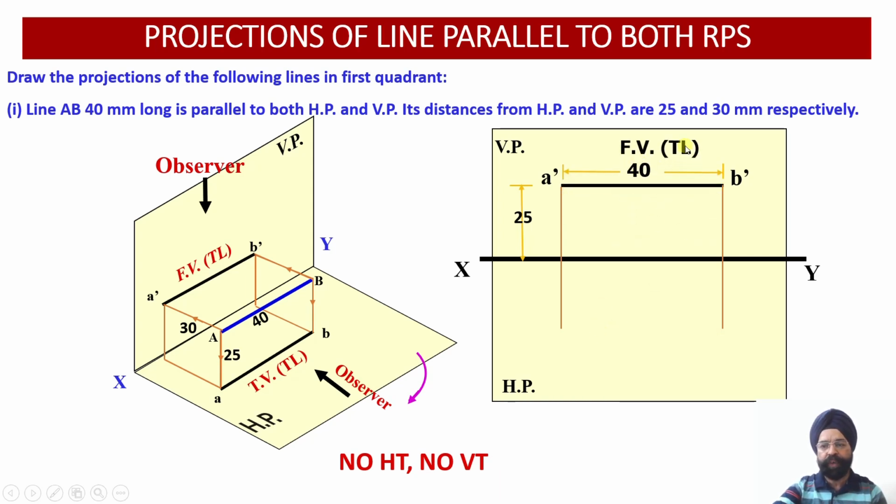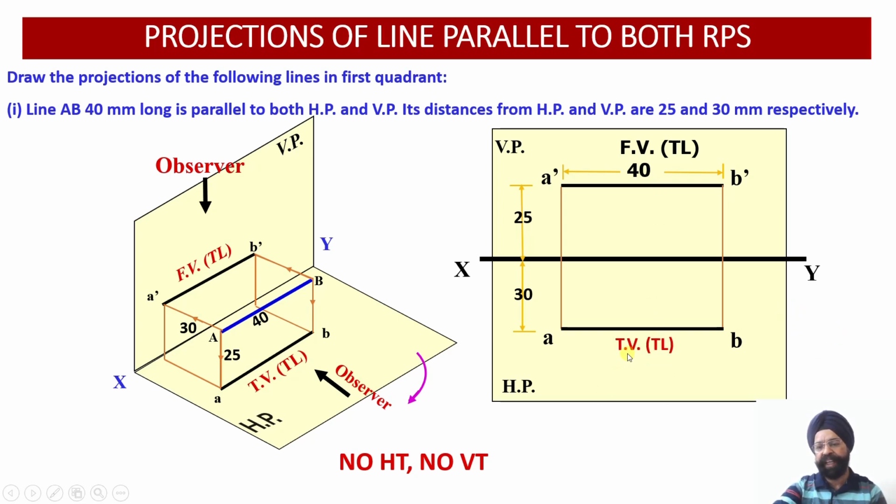Now the front view, which is the true length. Now I want to draw the top view. The top view is 30 millimeter below the XY line. It is this distance, 30 millimeter. So this distance will also be 30 millimeter. Now I draw ab with the help of an HB line because it is an object line, and mark points A and B. This is point A, this is point B. Once I have marked this 40 millimeter, I don't need to mark this 40 millimeter again because dimension redundancy should be avoided.